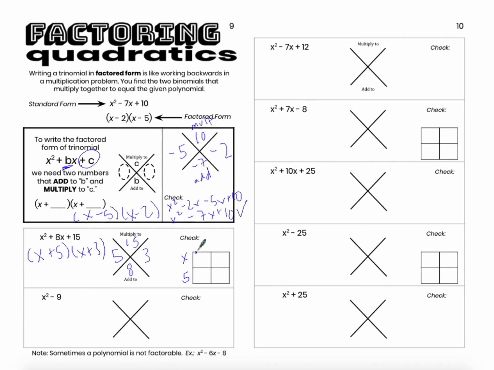That is my factored form. I might be asked to check with the box because, again, this is the multiplication problem that gives me, when I multiply out my factored form, my original polynomial. So I can check that by multiplying out my factored form. x times x is x squared, 3 times x, 3x, 5x, and 15. And then I should write x squared plus 8x plus 15 and check.